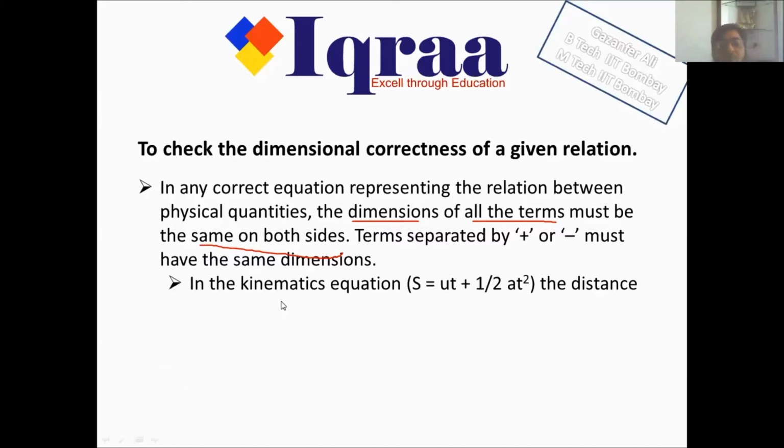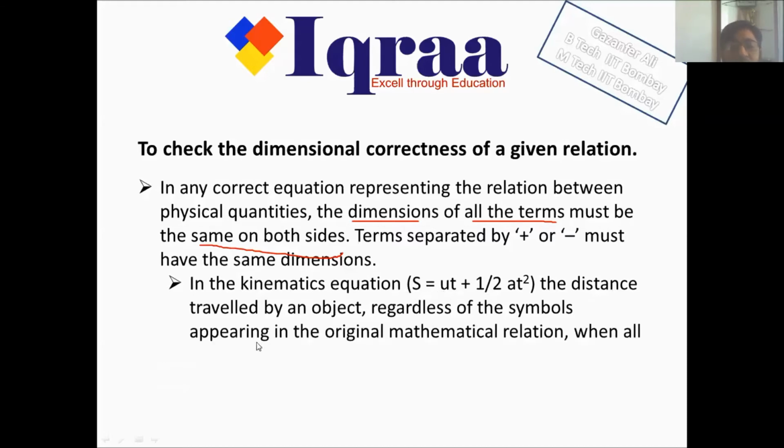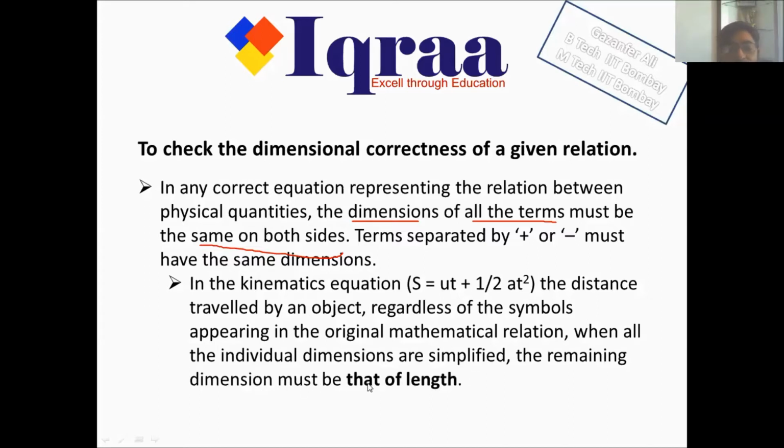So for example, in the kinematics equation, S is equal to ut plus half at square, S denotes the distance traveled by the object, or the displacement of the object when we talk about vectors. Regardless of the symbols appearing in the original mathematical relation, whether you have a plus sign here or a minus sign here, when all the individual dimensions are simplified, for S the dimension is L, we'll simplify the dimension for ut, we'll simplify the dimension of half at square. When all the individual dimensions are simplified, the remaining dimensions must be that of the length.